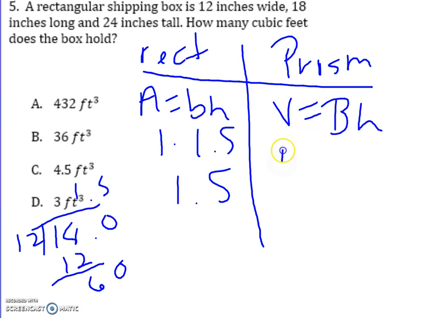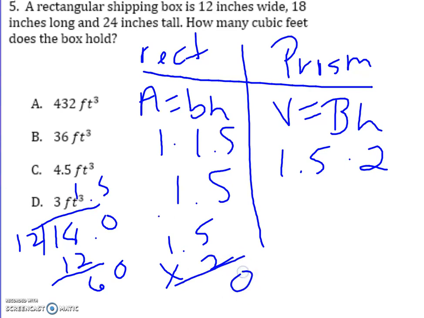And then we're going to do 1.5. And then we have 24. 24 divided by 12 is 2. So we have 1.5 times 2. 2 times 5 is 10. 2 times 1 is 2, plus 1 is 3. So we have 3 feet cubed.